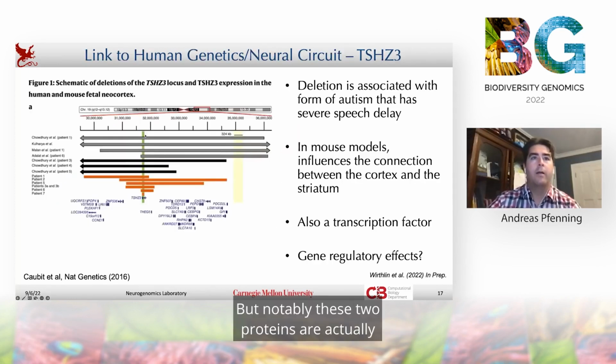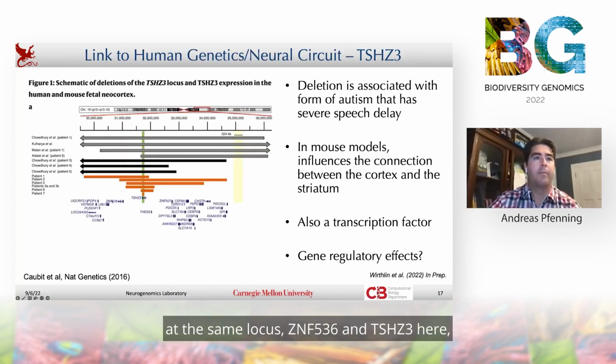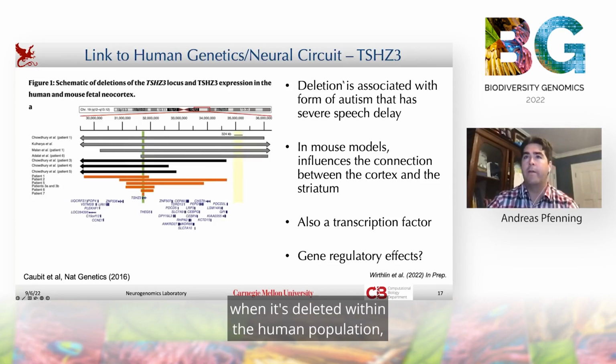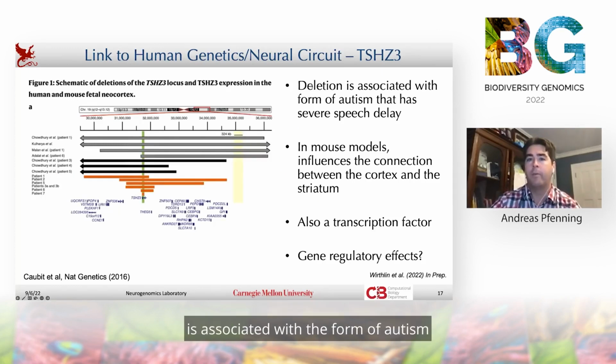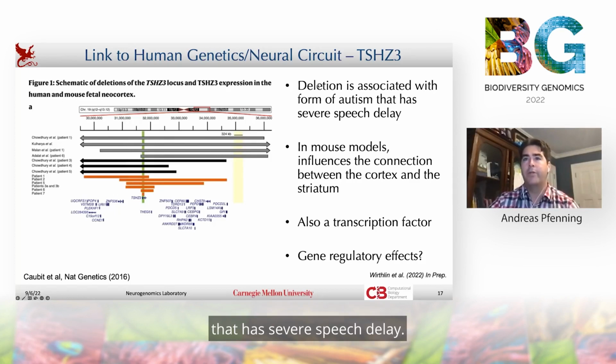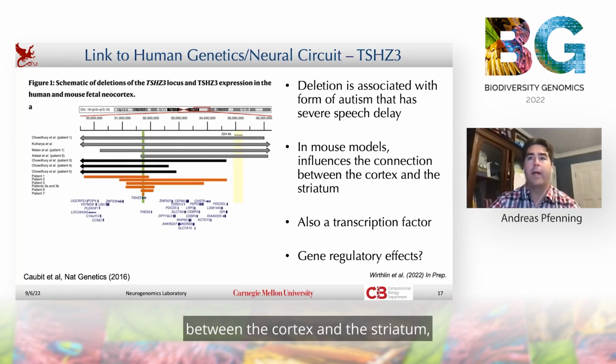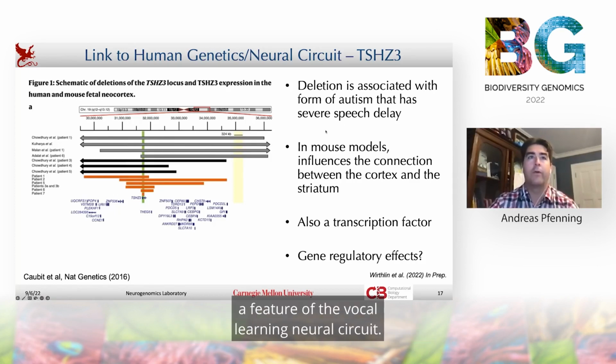But notably, these two proteins are actually at the same locus, ZNF536 and TSHZ3 here. And actually, TSHZ3, when it's deleted within the human population, is associated with a form of autism that has severe speech delay. And in mouse models, it can actually influence the connection between the cortex and the striatum, a feature of the vocal learning neural circuit.